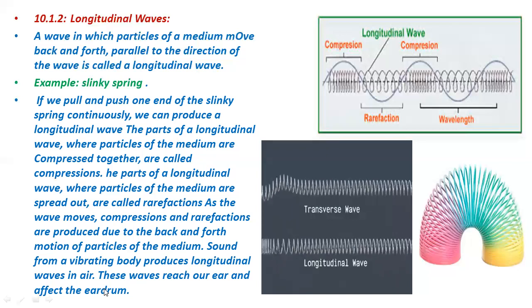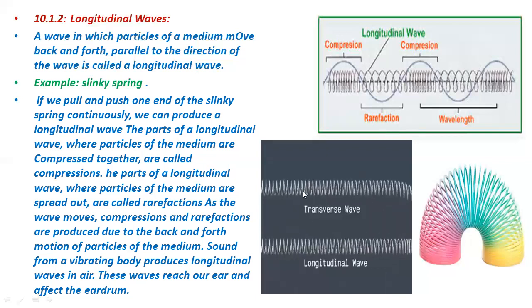I told you a wave in which particles of a medium move back and forth, or forward and backward, parallel to the direction of the wave is called a longitudinal wave. In a longitudinal wave, we have the example of a slinky spring. When you pull or push a slinky spring, you will see compression and rarefaction produced in the slinky spring. And you can see that in a longitudinal wave, the direction of the particles of the medium and the direction of the wave are the same. The wave is moving from left to right, and the particles are also moving from left to right. Only the particles form compression and rarefaction.